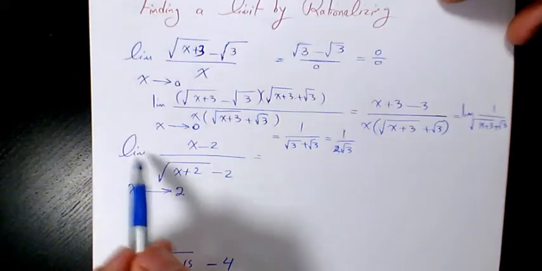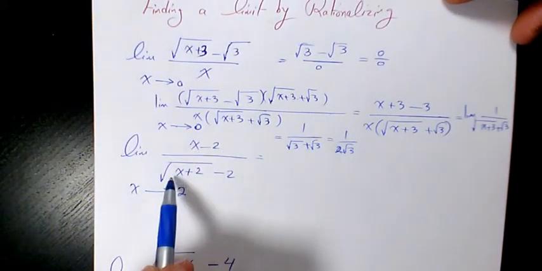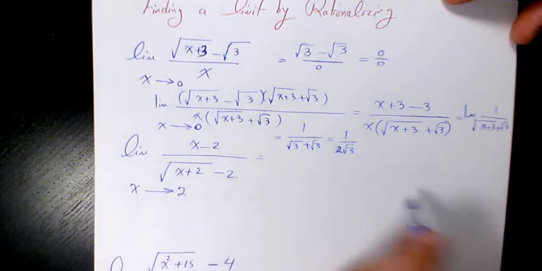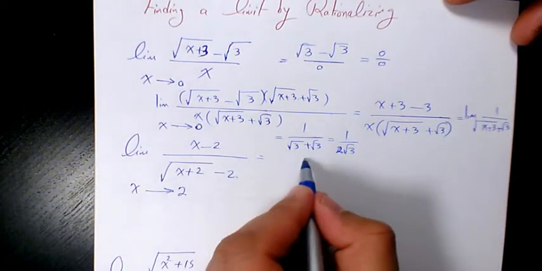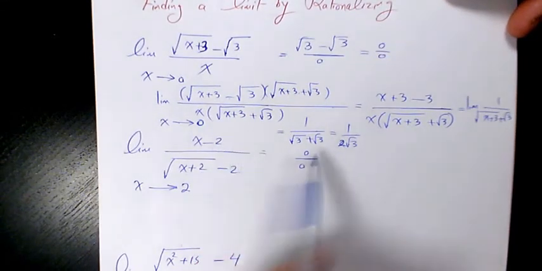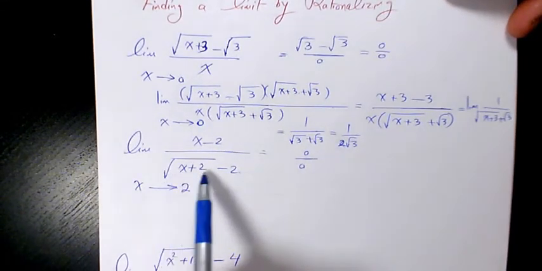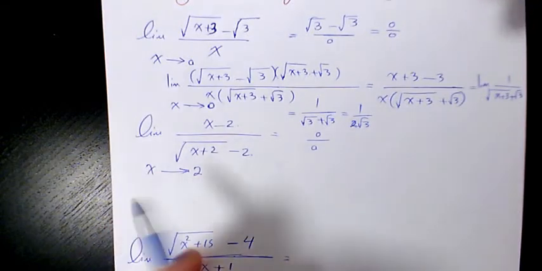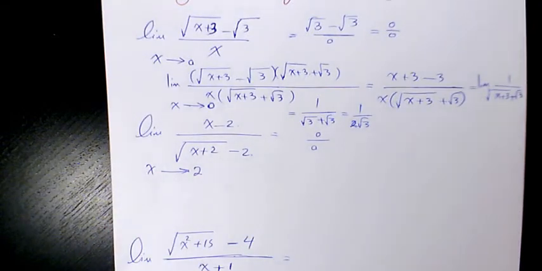Next one, it says limit of x minus 2 over square root of x plus 2 minus 2 when x approaches 2. Again, in this case, it's going to be 0 over 0. 2 minus 2 is going to be 0, and square root of 2 plus 2 is going to be 4. Square root of 4 is 2. 2 minus 2 is going to be 0. So it means that this time I need to multiply both numerator and denominator by the conjugate of the denominator.